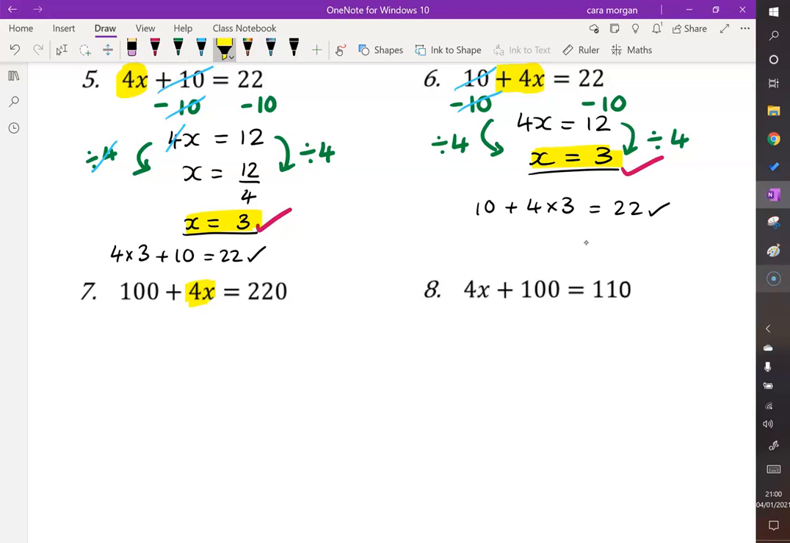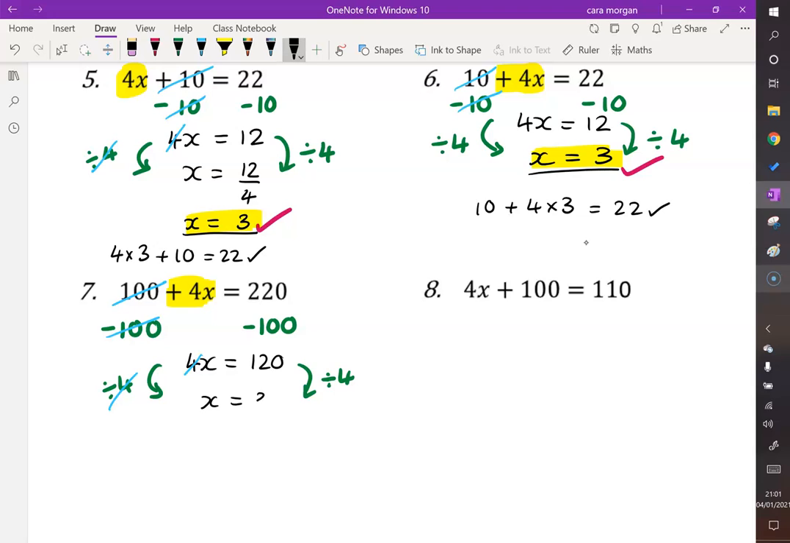Right, okay, so I've got a positive 4x, that's good news, but this time I've got to get rid of that 100. Oh, the numbers are getting more interesting. So I'm going to subtract 100, add 100, they cancel. I'm left with 4 x's are 120. I'm going to divide both sides by 4 again. They cancel, and I'm going to get x is equal to 30. I'm just going to check that 100 and 4 lots of 30 makes 220, which it does, and therefore x must be 30.